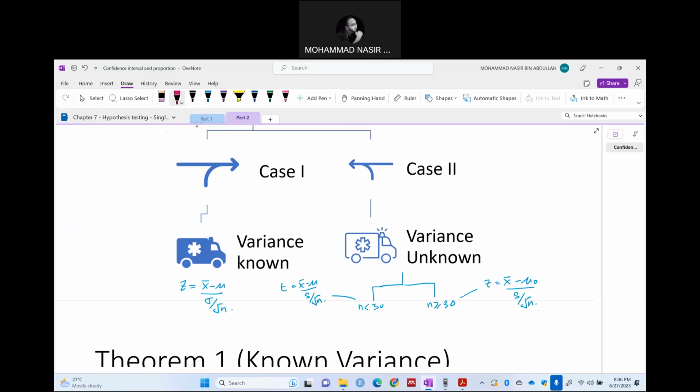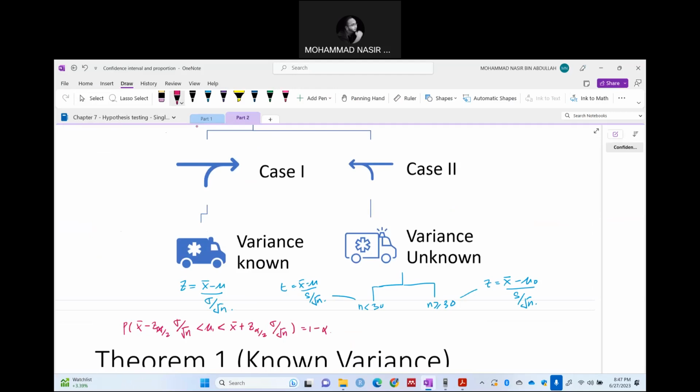So if variance is known, right? So the probability of confidence interval will be probability of X bar minus Z alpha divided by 2 sigma over square root of N, less than mu, less than X bar plus Z alpha divided by 2 sigma over square root of N, equal to 1 minus alpha. So this is the formula for variance is known.